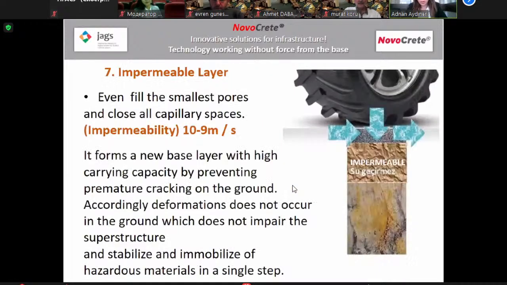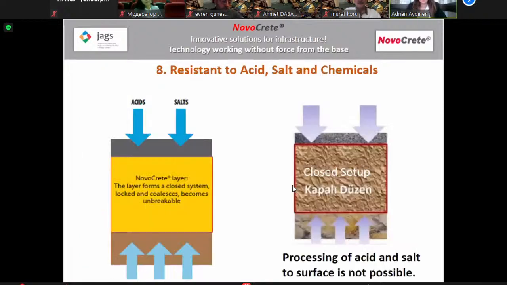This is the most important one. Our product forms an impermeable layer, even filling the smallest pores and closing all capillary spaces. Impermeability of 10⁻⁹ meters per second. It forms a closed structure and is resistant to acid, salt, and chemicals.